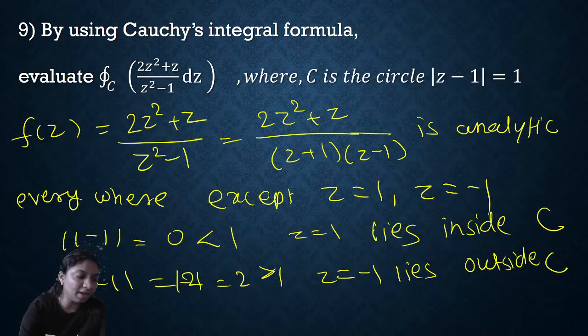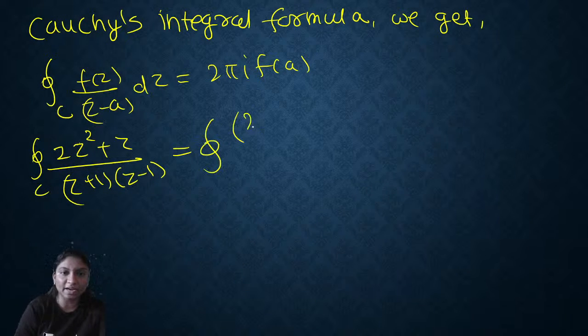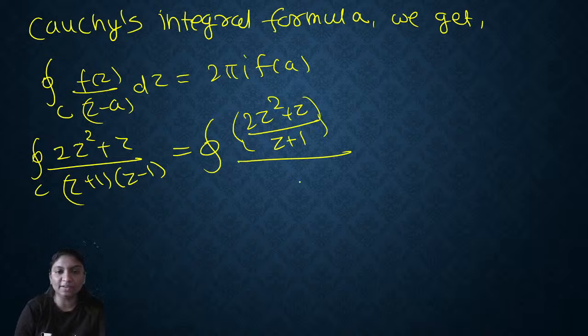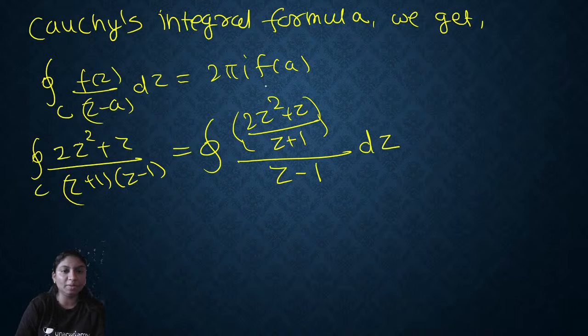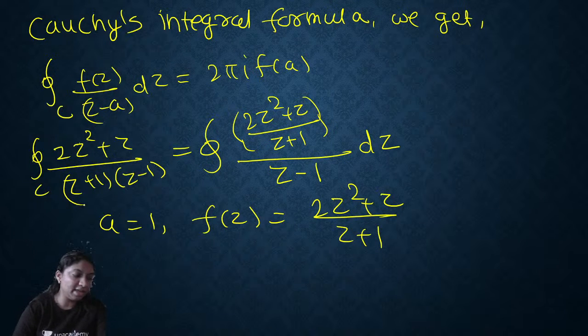So whatever lies outside the curve C goes up. So z is equal to minus 1 is outside the curve C. So the same integral we can write as 2z square plus z upon z plus 1, okay, because z is equal to minus 1 lies outside the curve C, upon z minus 1 dz. Now what will be your f of z here? Here a is equal to 1 and f of z is equal to 2z square plus z upon z plus 1. Right? Now put a is equal to 1.